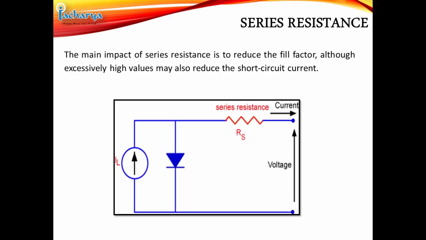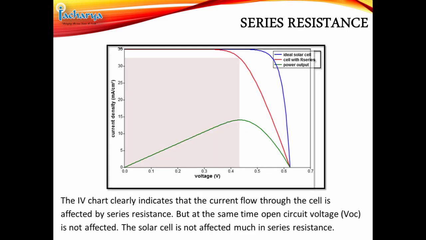The main impact of series resistance is to reduce the fill factor, although excessively high values may also reduce the short circuit current. The IV chart clearly indicates that the current flow through the cell is affected by series resistance, but at the same time, open circuit voltage is not affected. The solar cell is not affected much in series resistance.